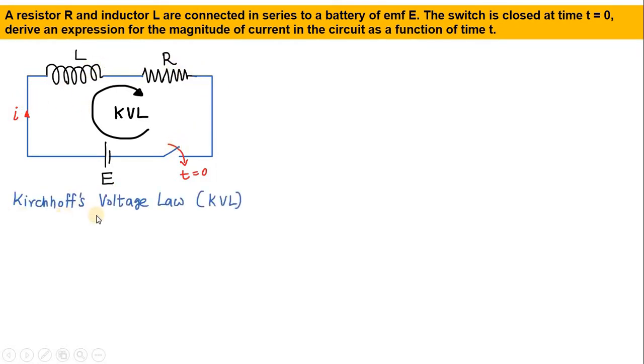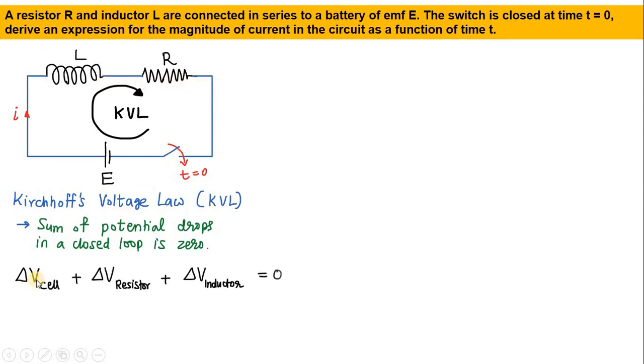What does Kirchhoff's voltage law say? Kirchhoff's voltage law, KVL, says that the sum of potential drops in a closed loop is 0. That means if you traverse the loop, the potential difference of the battery plus the potential difference of the inductor plus the potential difference of the resistor should total 0. So we can write: delta V of the cell plus delta V of the resistor plus delta V of the inductor equals 0. Let's begin.